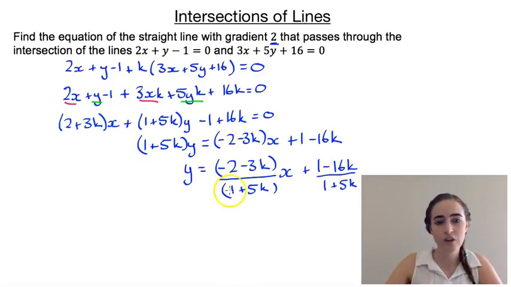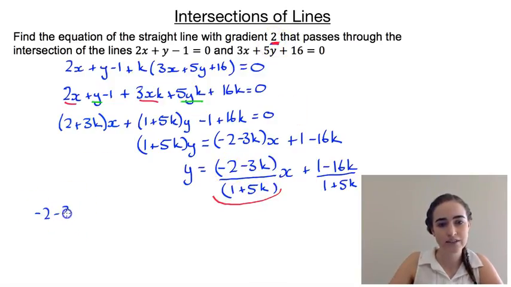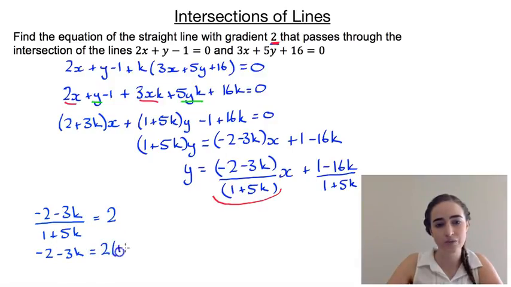All right, so this whole term here, this whole coefficient of x, that's our gradient. And we know up here that our gradient is 2 for this line. So we're going to say that this whole thing is equal to 2. So we're going to have minus 2 minus 3k over 1 plus 5k is equal to 2. Now we need to solve this for k. So we're going to multiply everything by the denominator of that fraction. So we're going to have minus 2 minus 3k is equal to 2 outside of 1 plus 5k.